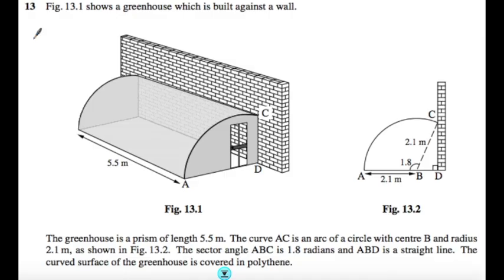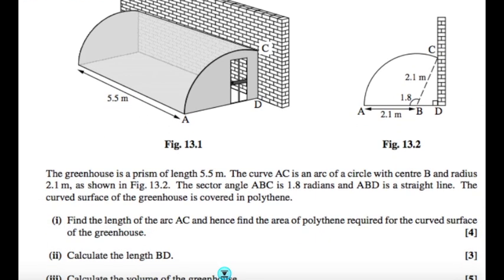Right, last question, question 13. We've got a greenhouse built against a wall. The greenhouse is a prism of length 5.5 metres. The curve AC is an arc of the circle with centre B and radius 2.1. The sector angle ABC is 1.8 radians and AB is a straight line. The curved surface of the greenhouse is covered in polythene. Okay, very interesting. Find the length of the arc AC.